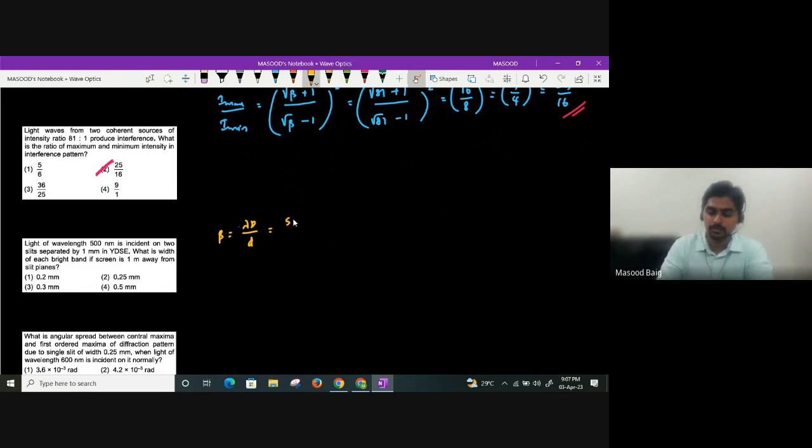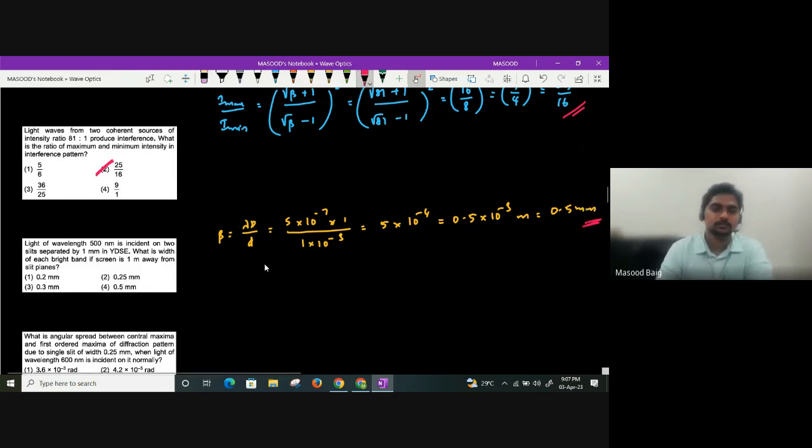So can we write it? 500 nanometer is given, so I can write 5 into 10 power minus 7. Capital D value is given as 1 meter and small d value is 1 into 10 power minus 3. So I can write it as 5 into 10 power minus 4, or 0.5 into 10 power minus 3 meter, which turns out to be 0.5 mm. Clear? Direct question. Yes or no, all of you?